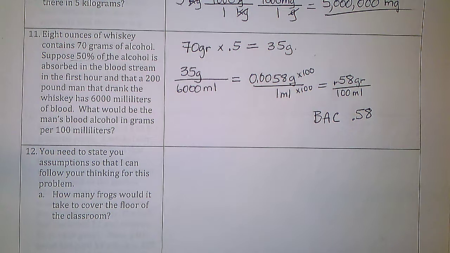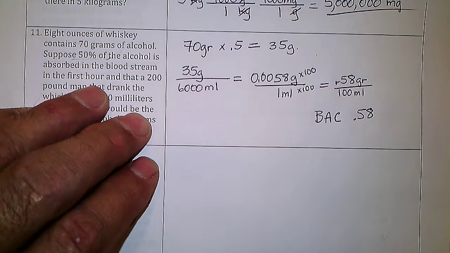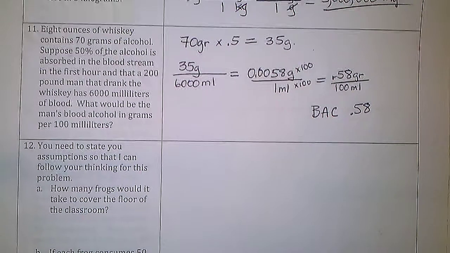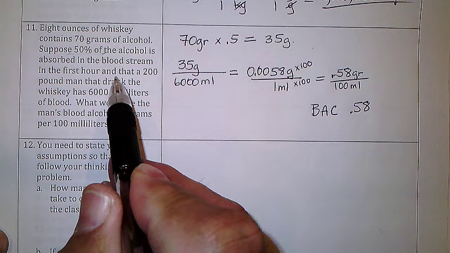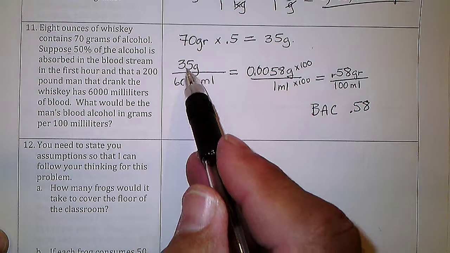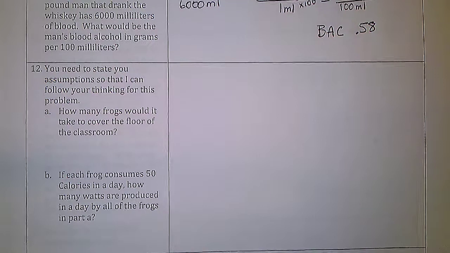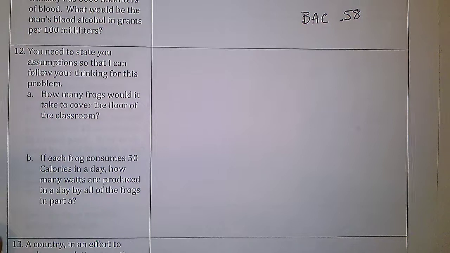The supposition here, that much alcohol in a whiskey is quite a bit. 50% of it going in an hour, that's quite a bit. And by the way, the body absorbs and processes the alcohol, so it'd lose 10 grams every hour. So it'd really only be, after an hour, it'd only be 25, and that would reduce this down some, but it still would be intoxicated. Okay.